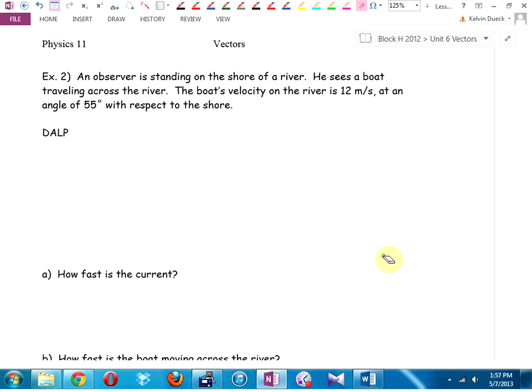Example 2, same question, different numbers. Oh, and a few other twists along the way. So an observer is standing on the shore of a river. He sees a boat traveling across the river. The boat's velocity on the river is 12 meters per second and an angle of 55 degrees with respect to the shore. Gulp. River.